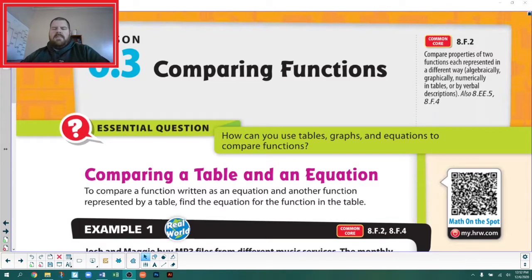We want to be able to compare the functions that we see based on tables, graphs, and equations, and have the ability to see maybe which one's bigger at what point and some of that other information. So the first section here says comparing a table and an equation.